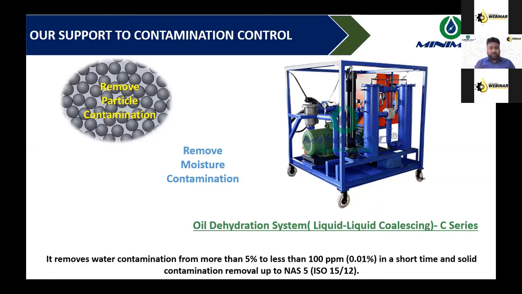This equipment again is suitable for removal of both solid particle contamination as well as free water contamination. If you have heavy contamination of water in your oil, to the tune of say 5% or even 10%, you could always go ahead with a coalescer-based technique so that you can remove the water contamination to less than 100 ppm in a very short time. This equipment is very fast and suitable for turbine applications, compressor applications, even large-sized lube oil tank applications.